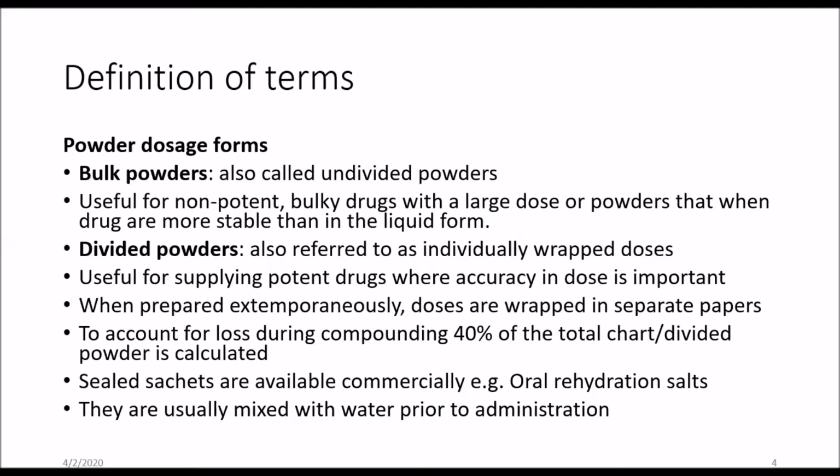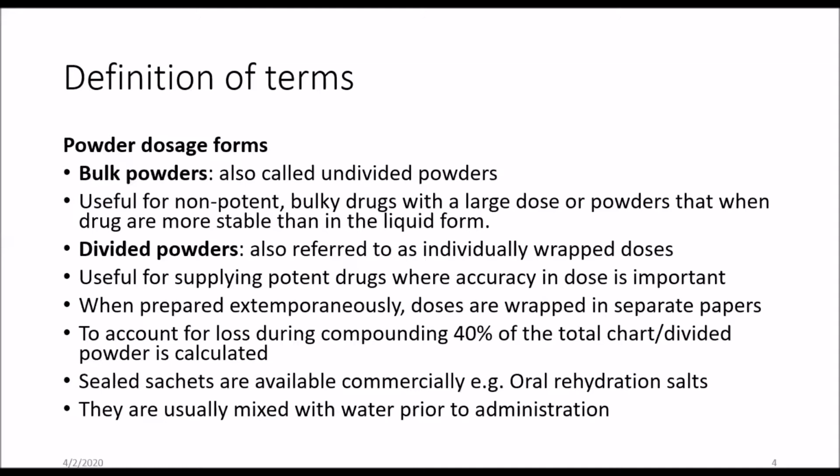But the focus of our lecture today is divided powders, usually known as charts, which are usually referred to as individually wrapped dosage forms. It's useful in that you're going to supply very potent drugs with the highest degree of accuracy so that the patient is able to take it without weighing or measuring their own doses themselves. When prepared extemporaneously, doses are wrapped in separate papers.